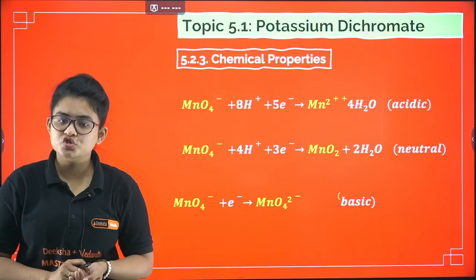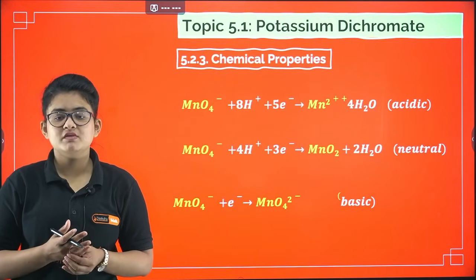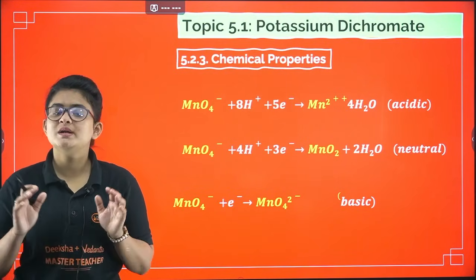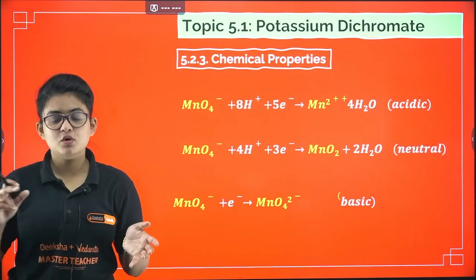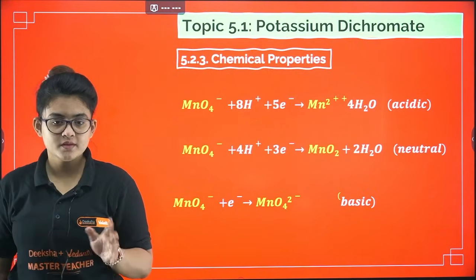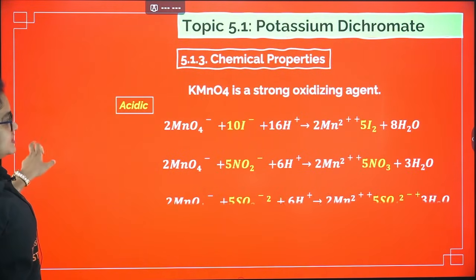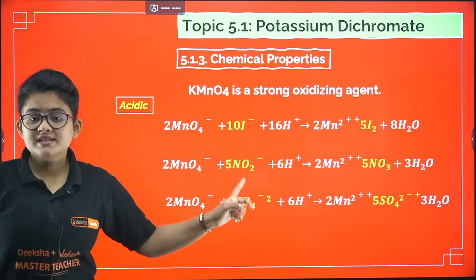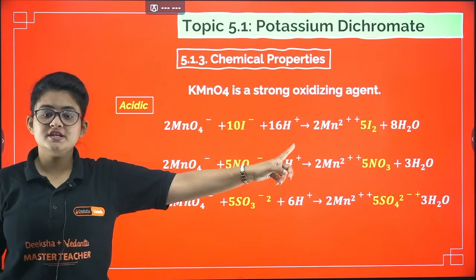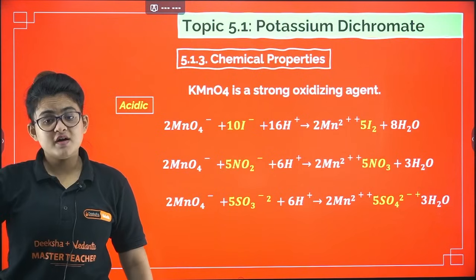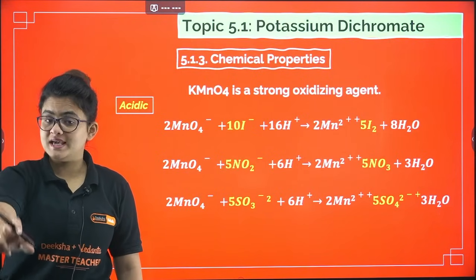If you keep it neutral, then MnO4 minus can be converted to MnO2. If you keep it basic, then it can form MnO4 2 minus. Let's proceed. It's a very strong oxidizing agent. As you can see, in acidic media it can convert I minus to I2. It can convert NO2 minus to NO3 minus by oxidizing.